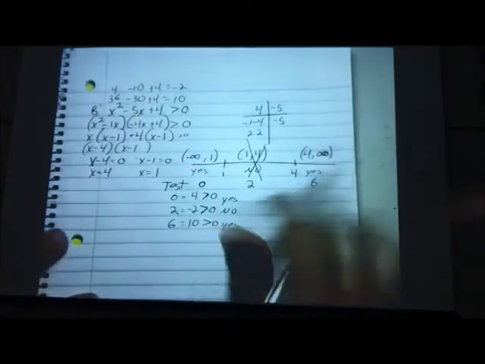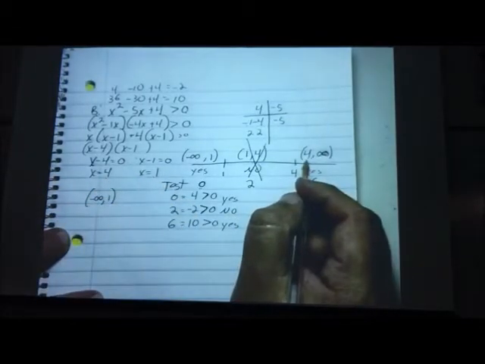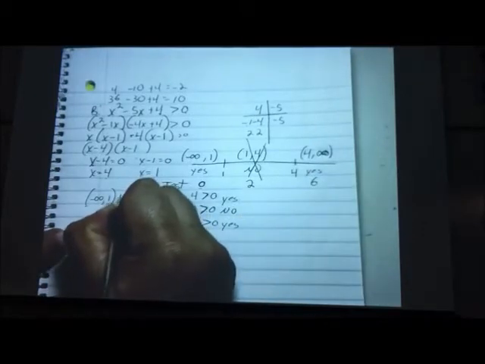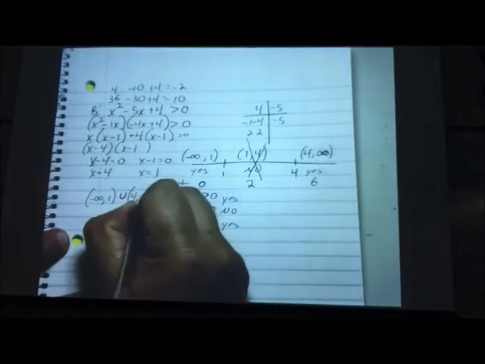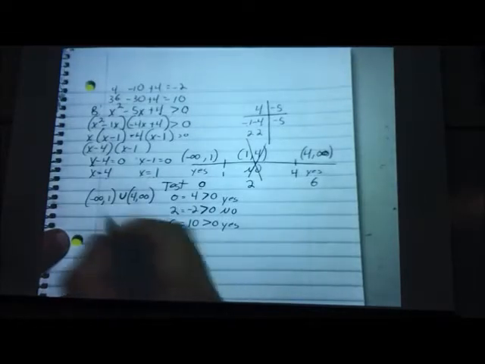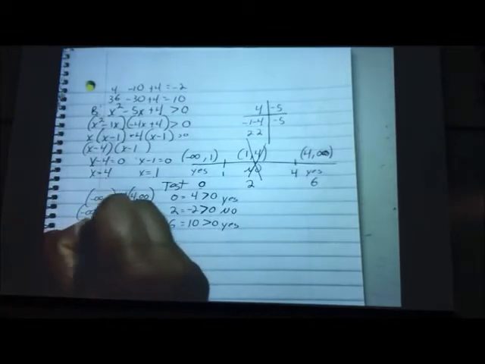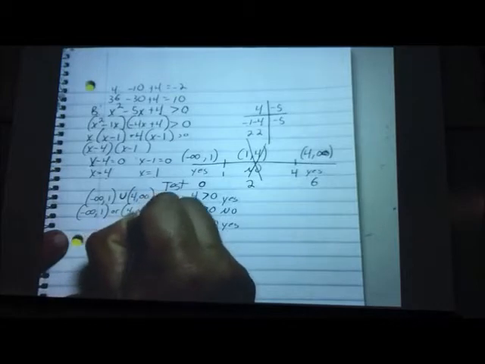Now we have 2 answers. We know we're working with parentheses, so write down your first answer, negative infinity to 1. When you add the second answer, you must do union, which is a U. Then you're going to put the second set, which is 4, infinity. That is your answer. Keep in mind that the following is the exact same answer. Negative infinity to 1, or 4 to infinity.